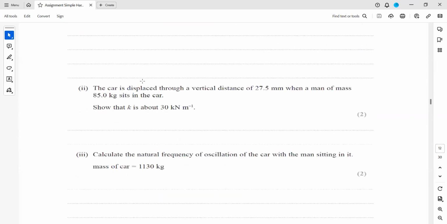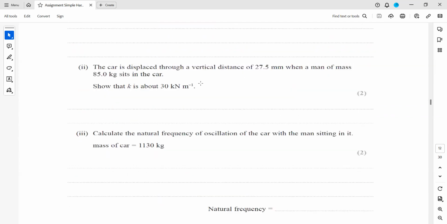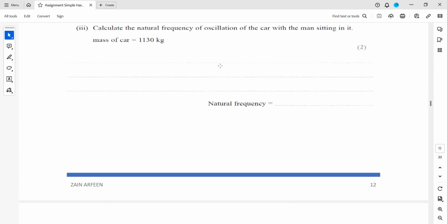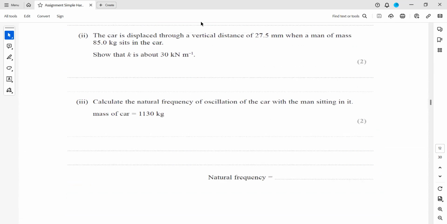The next question: the car is displaced through a vertical distance of 27.5 millimeter when the mass of 85 kilogram sits in the car. Show that the K is about 30 kilonewton per meter. So how to work this out? You have the simple formula F equals Kx, where the force applied is equal to Kx.